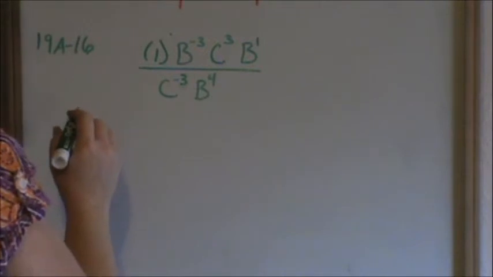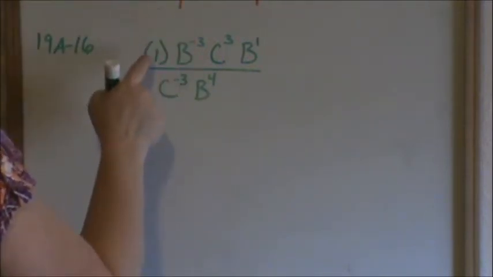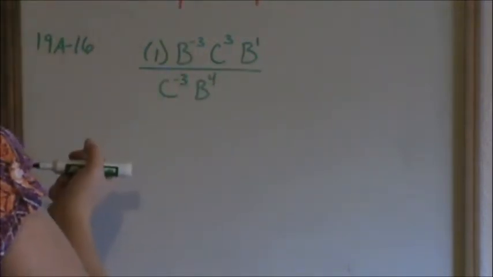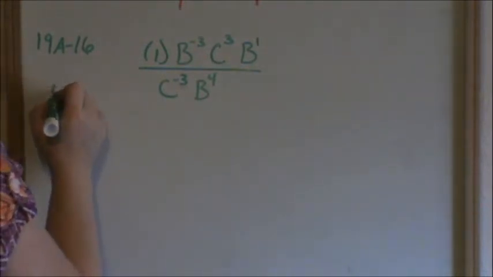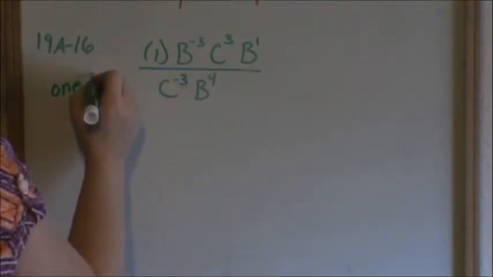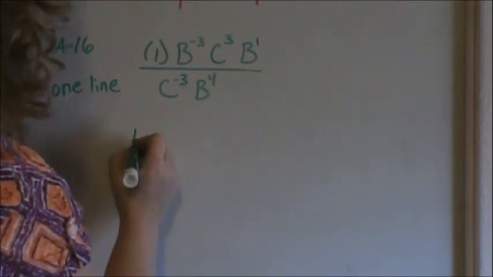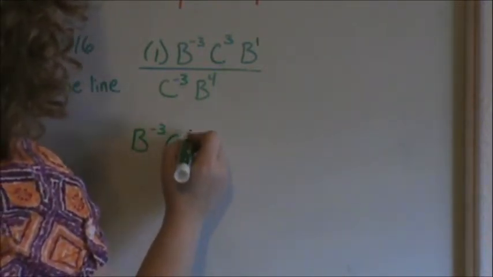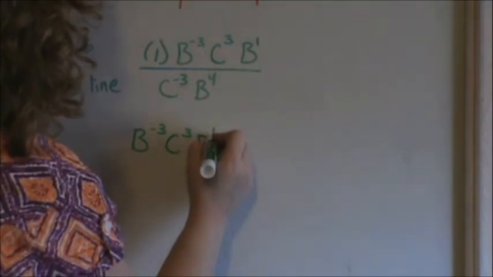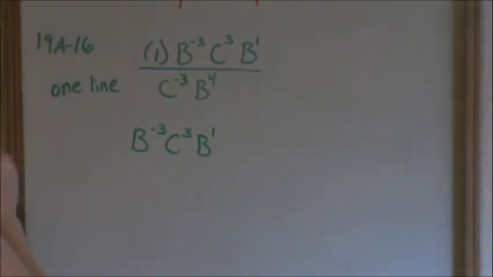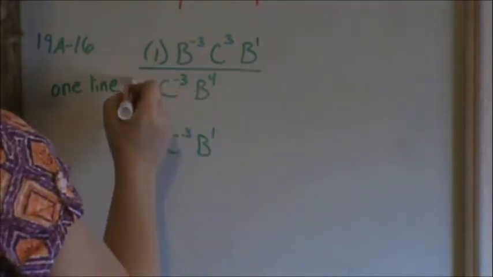Not c to the 1, just a 1. 1 times anything is itself. Again, I think that the easiest way to work these problems is to put everything on one line. In other words, rewrite your numerator just the way it is. Then move everything from the denominator up to the numerator.